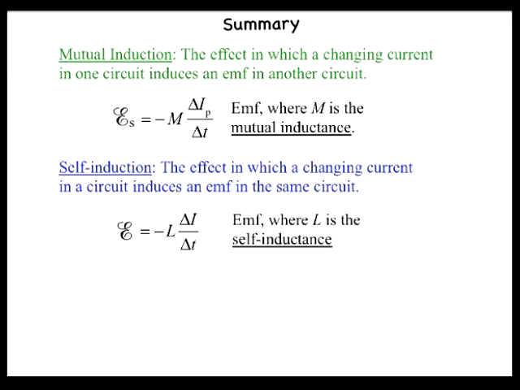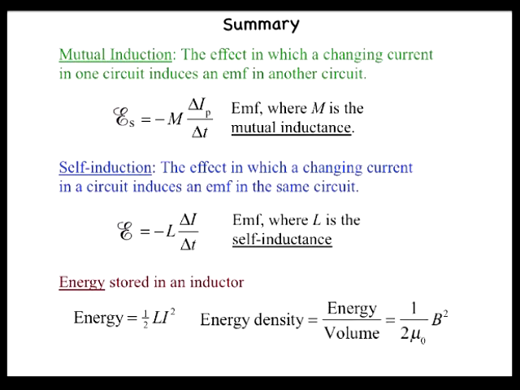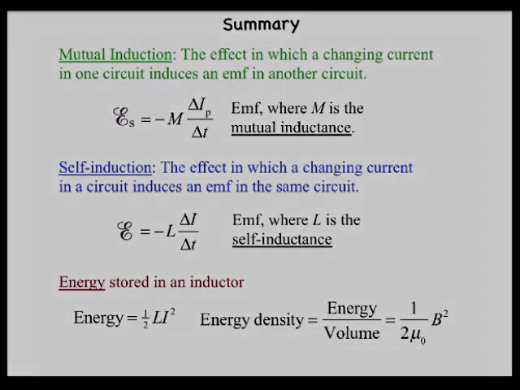Finally, an inductor, like a capacitor, can store energy. Knowing the current I and the inductance L, the energy stored in an inductor is given by 1/2 L I squared. It is also possible to regard the energy in an inductor as being stored in its magnetic field. The energy density, or energy per unit volume, stored in an inductor's magnetic field is given by 1 divided by 2 mu naught times B squared, where mu naught is the permeability of free space, a constant.